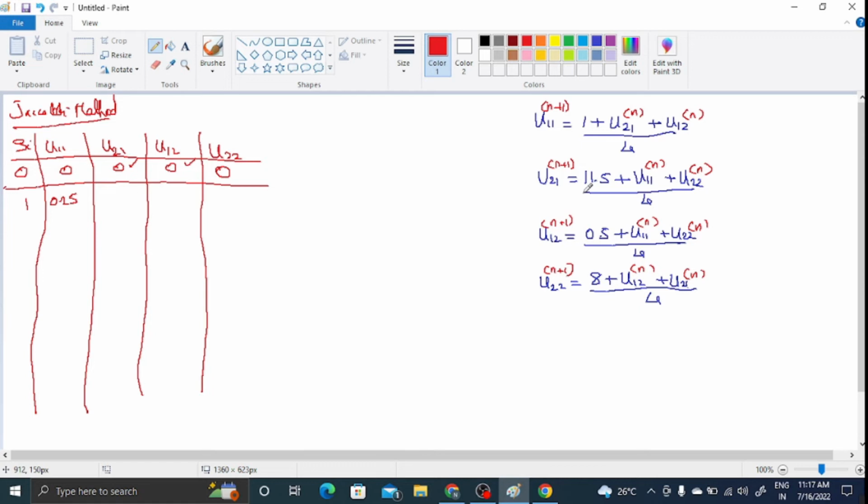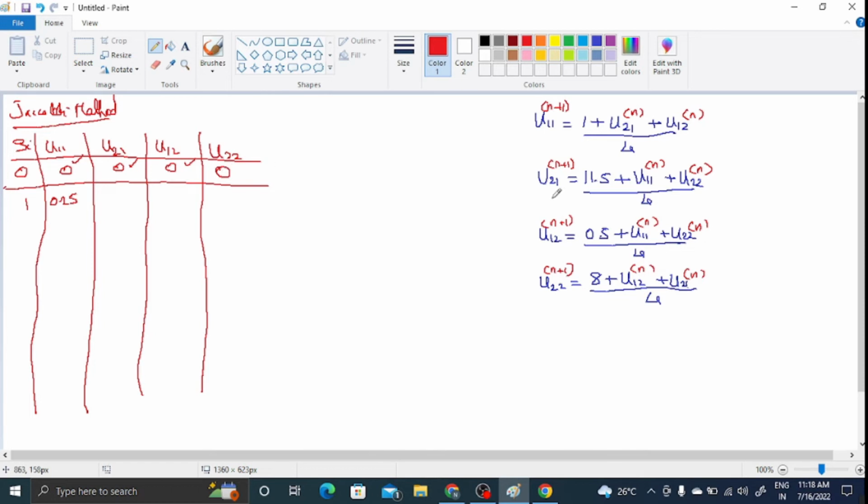Now what about U21? What is the value of U21? For U21, U11 and U22 are needed, and these are the current values. We have to be very careful. If you are using the Jacobi method and finding the first row data, we have to use the 0th row data. Please note that. So to find U21, U11 equal to 0 and U22 equal to 0.